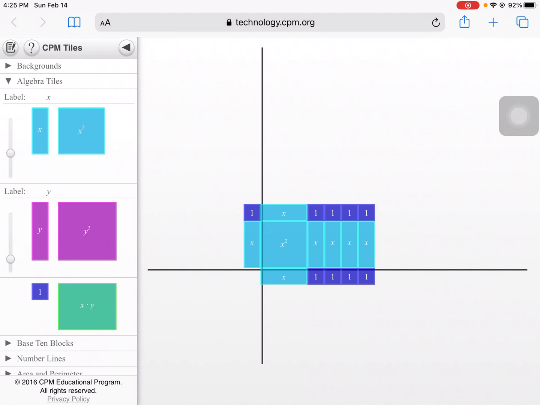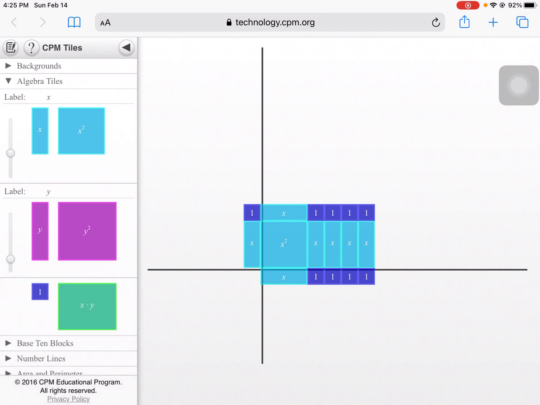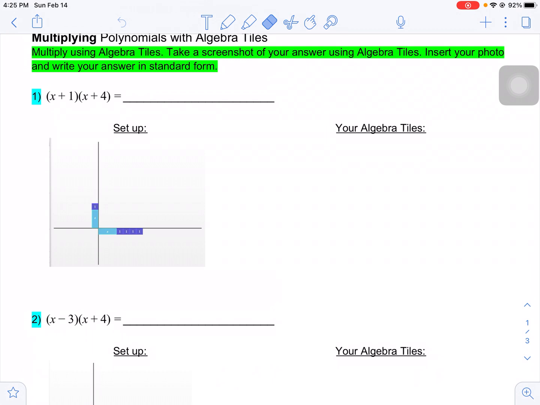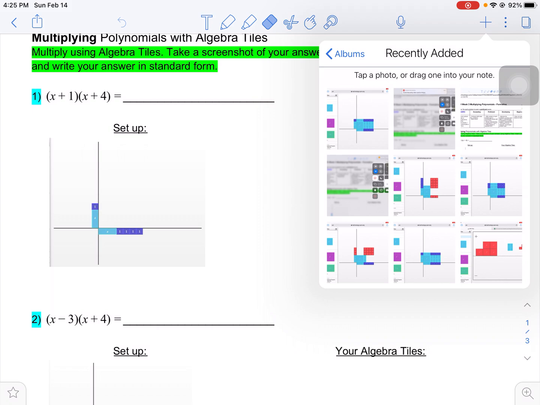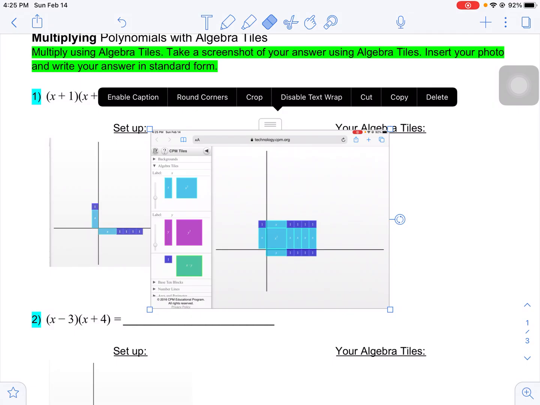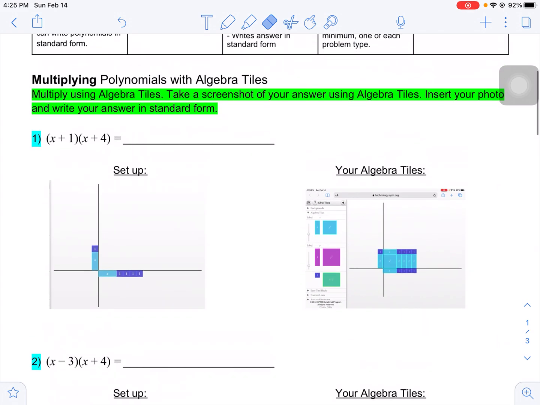So now I've completed the rectangle. All of my tiles are positive, so I have no 0 pairs. So I'm not going to worry about that. I'm done. I'm going to screenshot it by hitting the home button and power at the same time, and then go back and import it into Notability by hitting the plus button up here, going to my photo library and adding the most recent. There's the result then. We can put it under your algebra tiles there, and then write the result in the blank space up here.